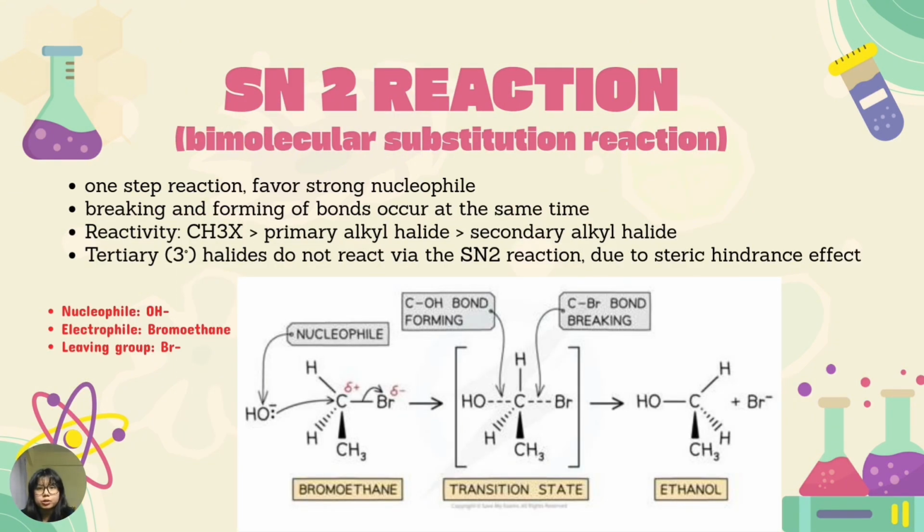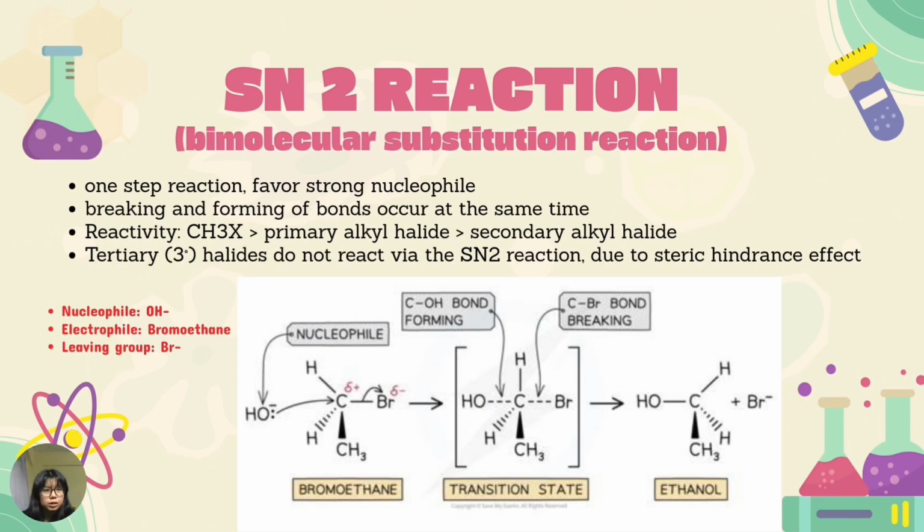The SN2 reaction is a bimolecular substitution reaction. It is a one-step reaction in which bond breaking and bond forming occur at the same time. It favors a strong nucleophile. The reactivity order is methyl halide, then primary alkyl halide, then secondary alkyl halide. The methyl halide has the highest reactivity. Tertiary alkyl halides do not react by SN2 because of steric hindrance.